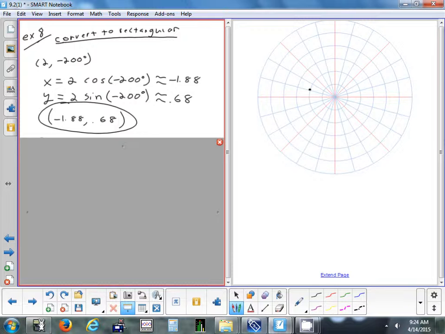All right, so now let's take an XY axis, put it right on top of that, and see if it lands right where it should.